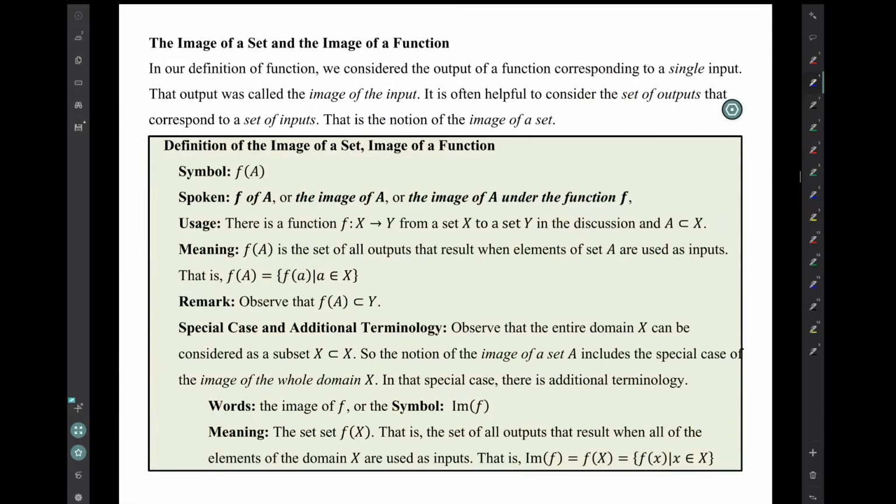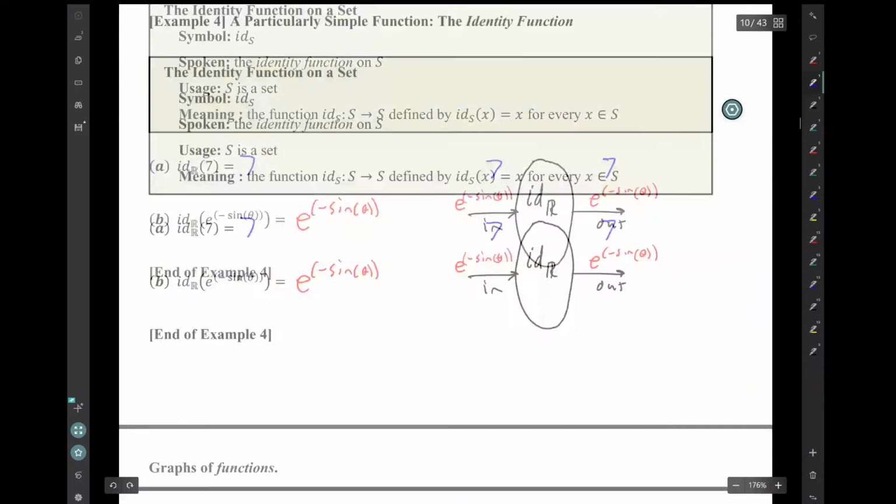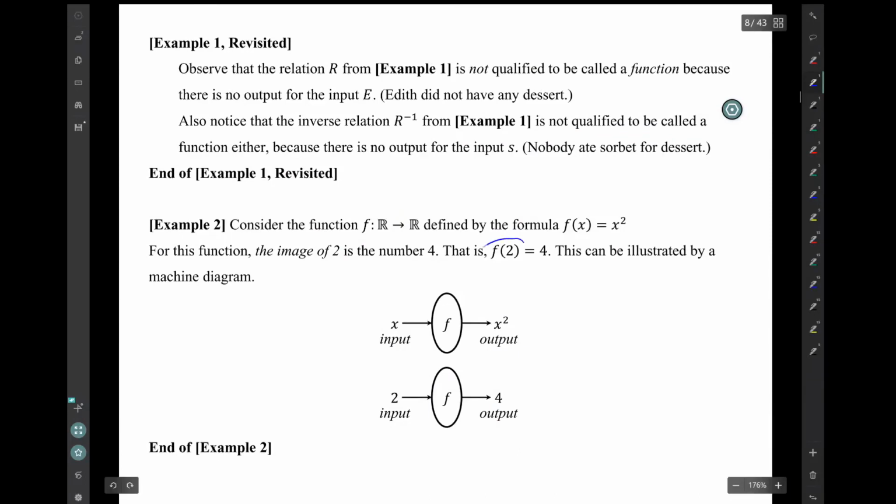Now I want to talk about the image of a set and the image of a function. In our definition of function, we considered the output of a function corresponding to a single input. That output was called the image of the input. For instance, for the squaring function, we found that f parentheses 2 equals 4. That is, the image of 2 is the number 4.